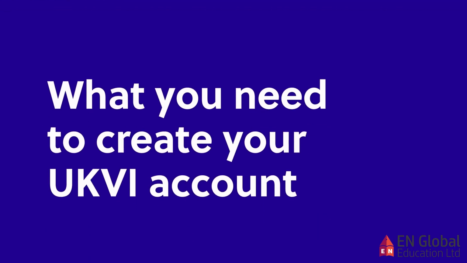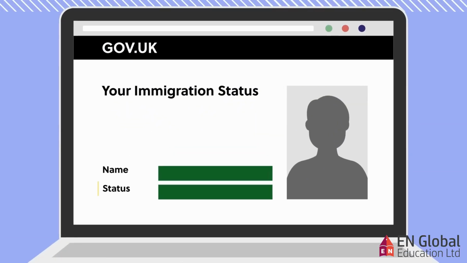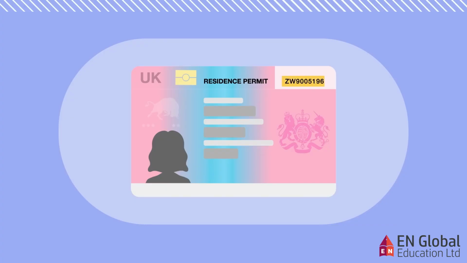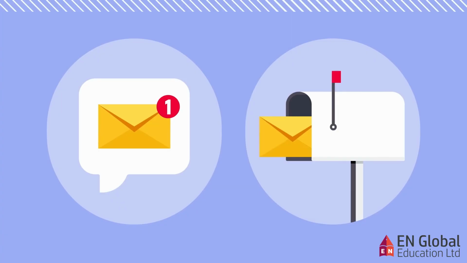What you need to create your UKVI account. Your eVisa is an online record of your immigration status and the conditions for you to stay in the UK. Creating an account won't affect your current immigration status. To create your UKVI account, you will need your BRP number or application number. This might be called a UAN or start with the letters GWF. Your application number was automatically created during the visa application process. A copy of it will have been sent to you by email or post.